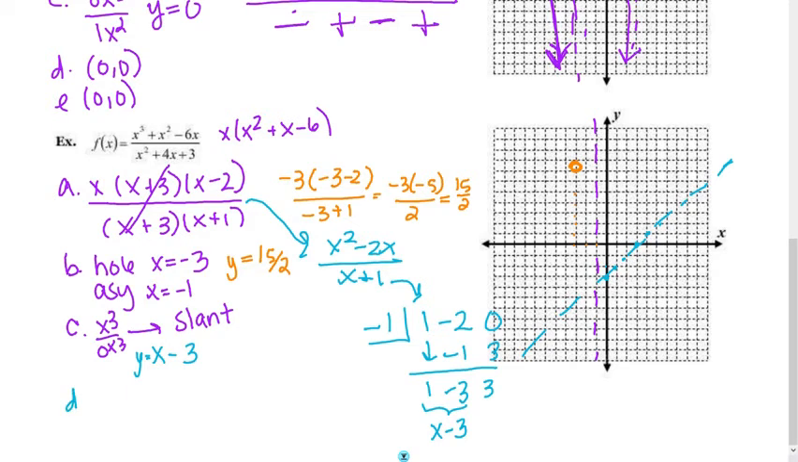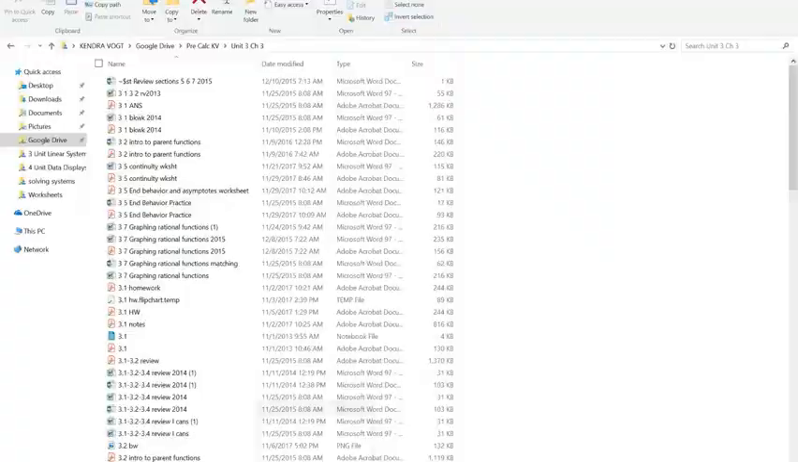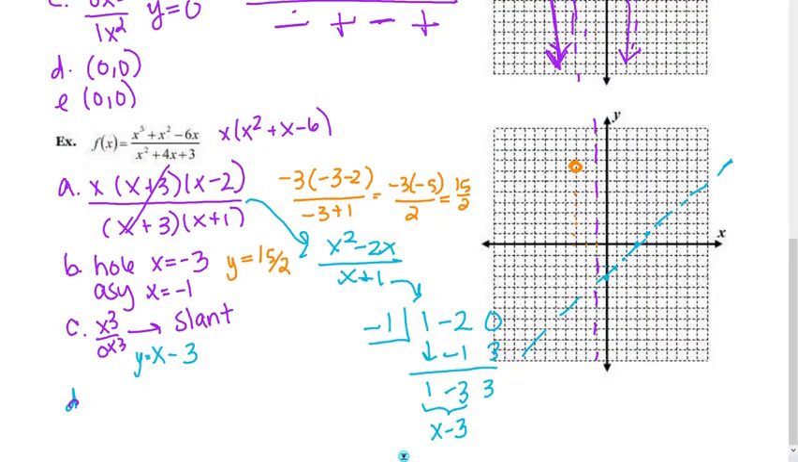D is what can I plug in? Oops. What can I plug in to turn the whole thing to 0? I could plug in 0 and I would get out 0. I could also plug in positive 2 because that would turn my numerator to 0, and I've already dealt with negative 3. E is when I plug in 0, what do I get? I get 0 over 3, which is 0. Remember, I just kind of looked towards the end. F is increasing and decreasing.